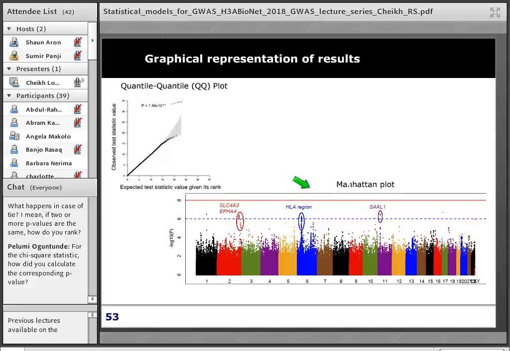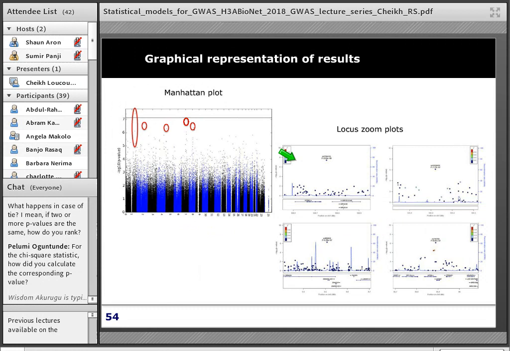And you have also the Manhattan plot, where you represent all p-values across the genome from chromosome 1, chromosome 2 until chromosome 22, X and Y. Here is an example of a Manhattan plot where we have some SNPs on the HLA region. The blue here is the HLA region, and we have some genes that come out. The blue line is drawn at 10 minus 6, and the genome-wide significance level is the red line drawn at 10 minus 8.